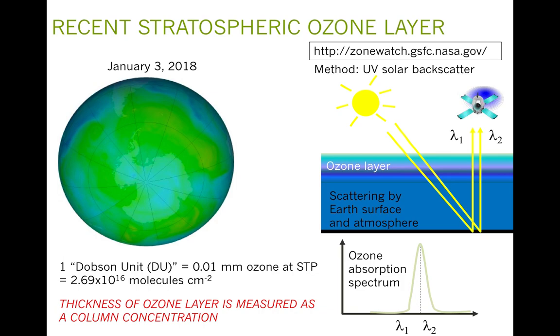And so we're not going to get too into the weeds on this, but this is how ozone is measured from satellites. And when the ozone concentration is given, it's given in terms of Dobson units. And so a Dobson unit is 0.01 or 10 to the negative 2 millimeters of ozone at STP, standard temperature and pressure. And that translates to 2.69 times 10 to the 16 molecules per centimeter squared. And you see how it's not per centimeter cubed, it's per centimeter squared. And this thickness of the ozone layer is measured as a column concentration, and that's why it's given per square area, not per cubic volume.